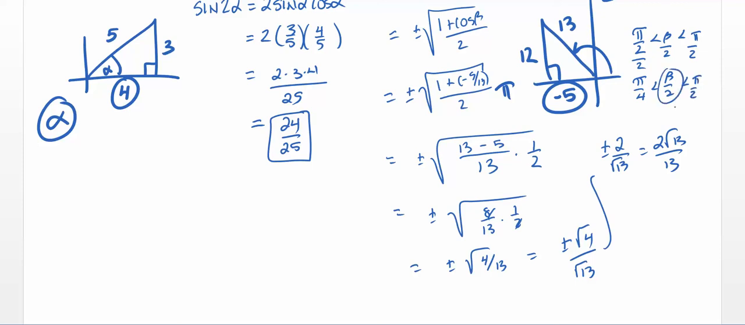because we were asked to find beta over 2, and this puts us back into quadrant number 1, and in quadrant 1 cosines are positive, so the answer for us is a positive 2 rad 13 over 13. Awesome problem.